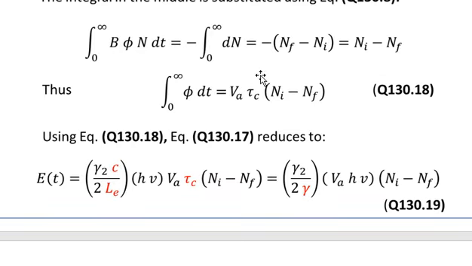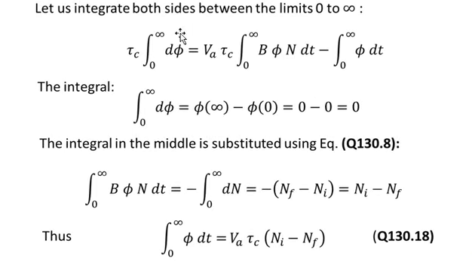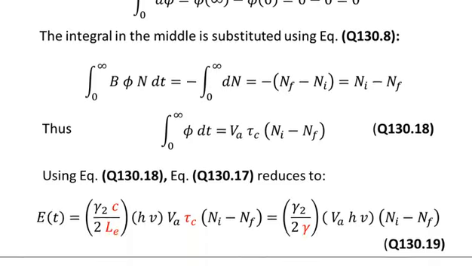So within the parentheses, we have nf minus ni, which can be written as ni minus nf. So you see that now the two integrals have been evaluated: this integral is equal to 0, and this middle integral has a value equal to ni minus nf. So substituting the value of these two integrals and rearranging the terms, the integral of phi of t with respect to dt from 0 to infinity will give you a value Va times tau c times ni minus nf.